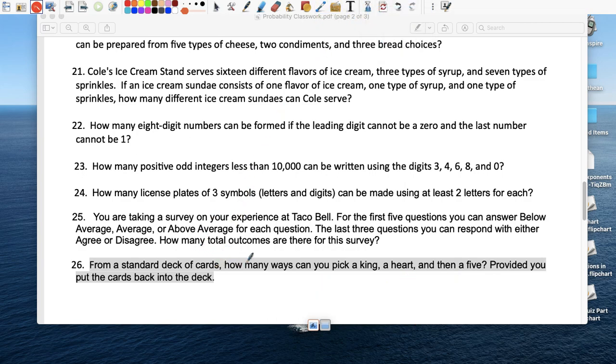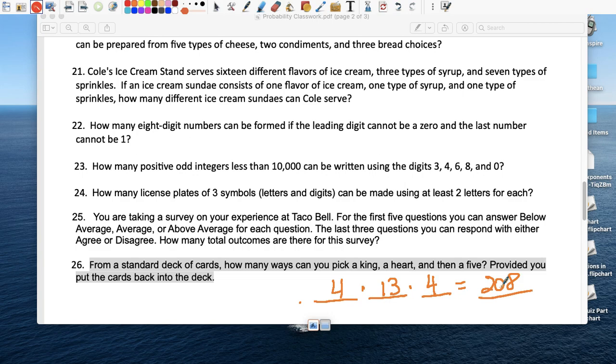In a standard deck of cards, how many ways can you pick a king of hearts and then a 5? Well, you can pick a king 4 different ways. A heart would be 13, and then a 5 would be 4 because there are 4 suits, right? So that would be 16 times 13, which is 208 ways, provided you put the cards back in the deck.